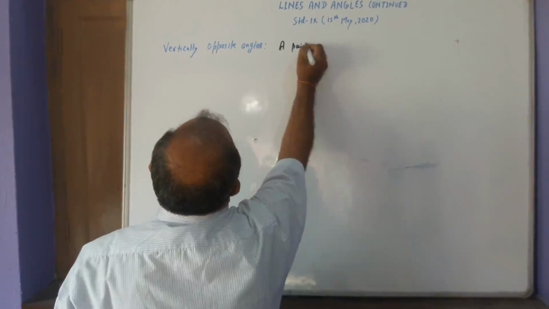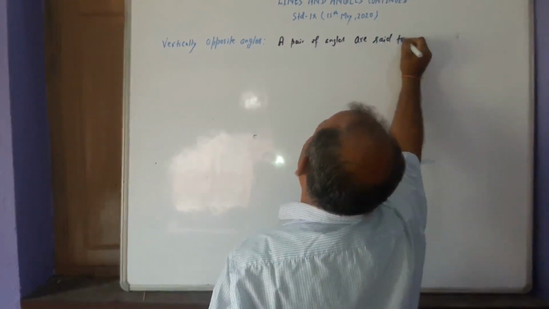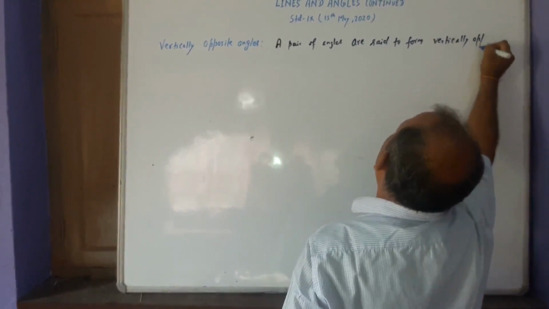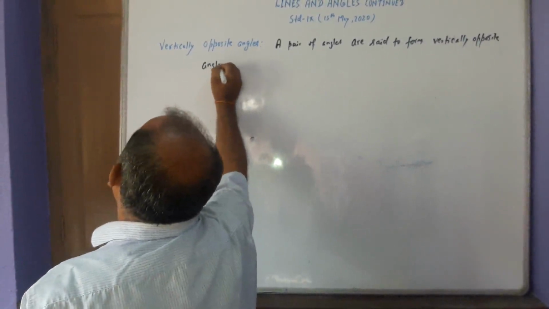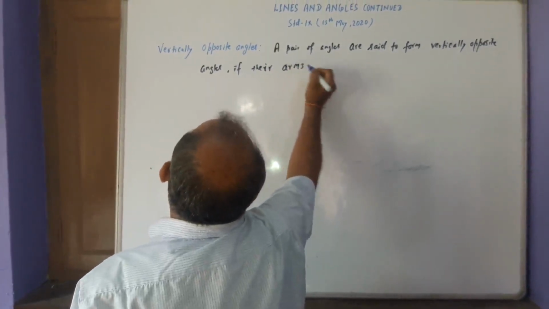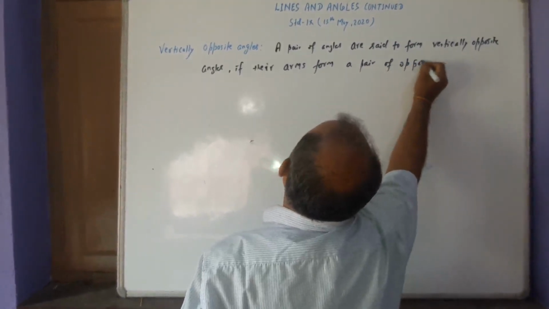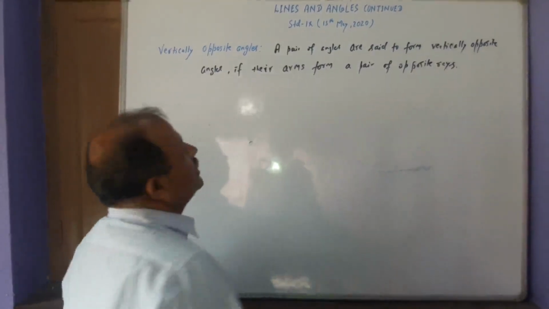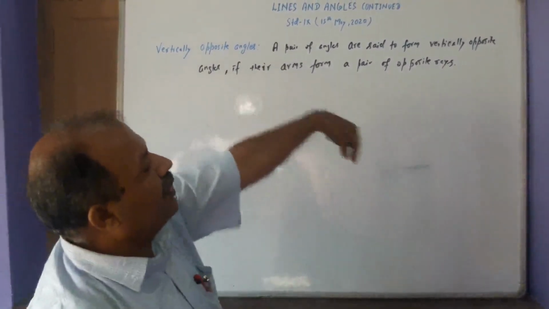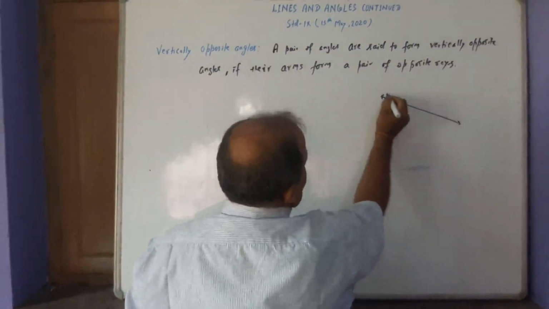A pair of angles are said to form vertically opposite angles if their arms form a pair of opposite rays.